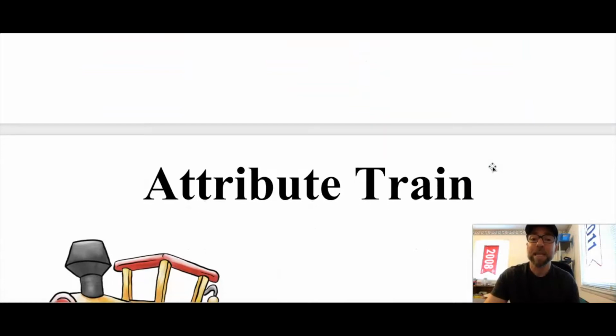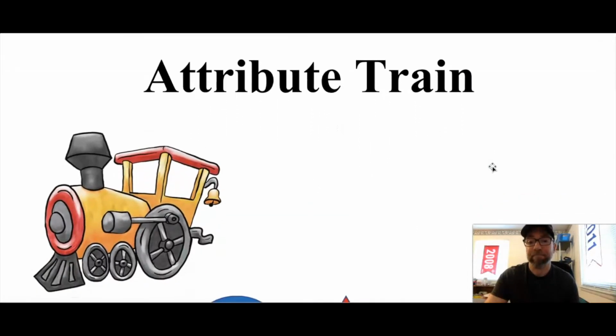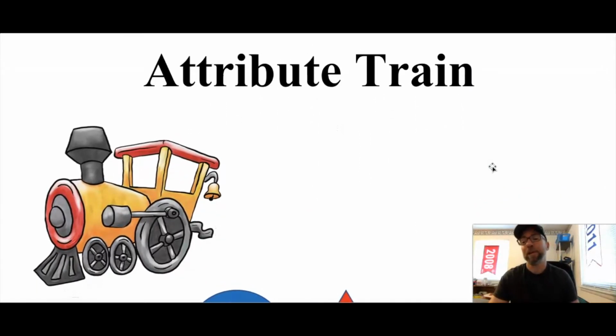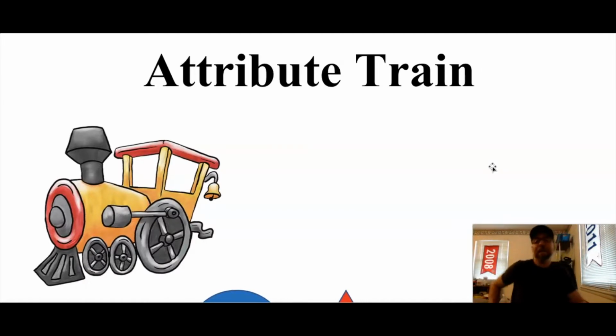Today we're going to be making an attribute train. Now the attribute train is kind of like a game. I like to compare it to the game called Uno. If you've ever played Uno, you have to match up either the number or the color. That's the attributes. You can either do the number or the color. Well, when you play shape attribute train, you can use any attribute that is the same.